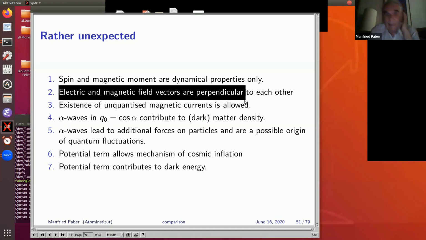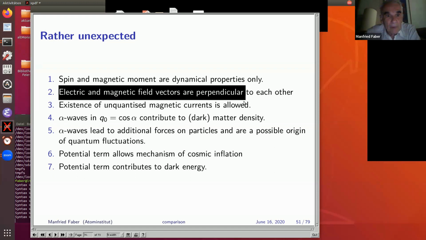This is that electric and magnetic fields are perpendicular to each other. I didn't discuss it. Because in experiment, we have no problem to make parallel electric and magnetic fields. And this could look like a discrepancy of my model to nature. But there's also an excuse, and the excuse is that this is only at the macroscopic scales that the fields can be parallel. At small scales, in femtometer scales, they could be perpendicular to each other.